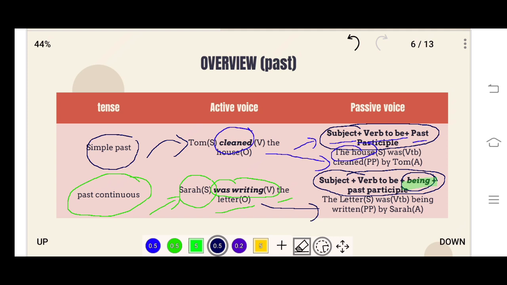So the letter is the subject, then the verb to be. Because we have only one letter, it is "was", and then we add "being", and then the past participle for writing or wrote is "written". Then the agent, by Sarah. So understand? Okay, we move on.